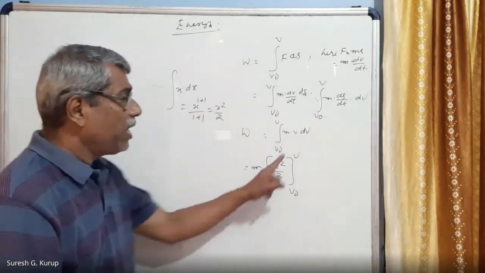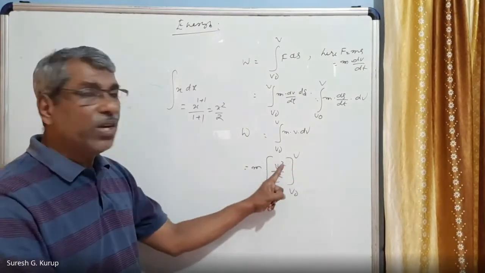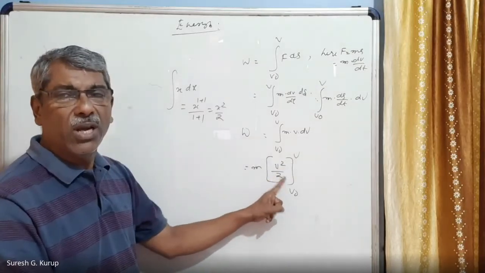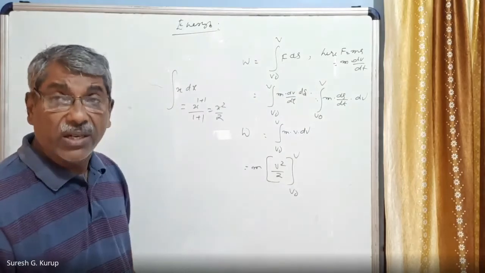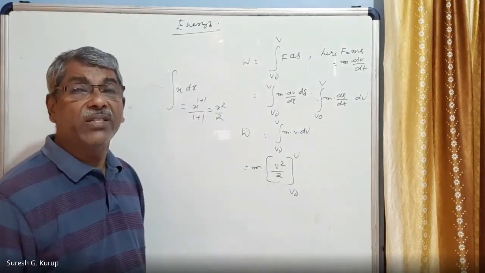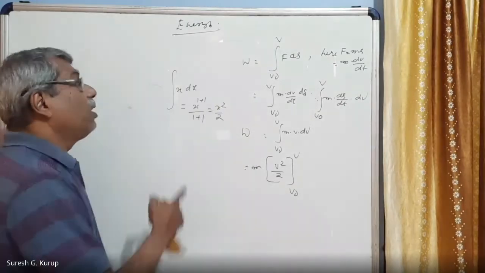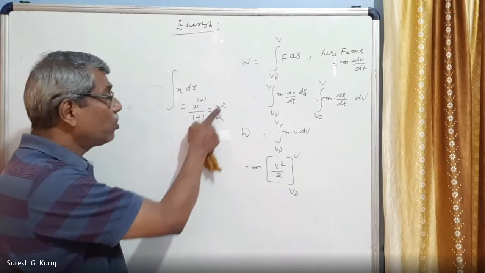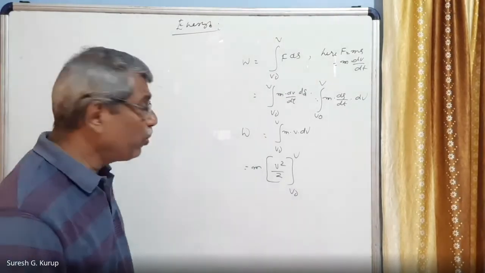In the same way, integral v dv is equal to v raised to 1 plus 1 divided by 1 plus 1. That will be v square by 2. We have already said that integral x raised to n dx is equal to x raised to n plus 1 divided by n plus 1. This is the theory in integration already taught to you.